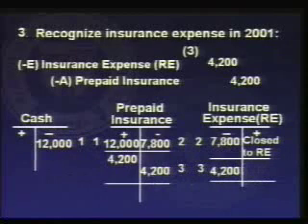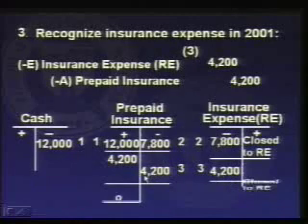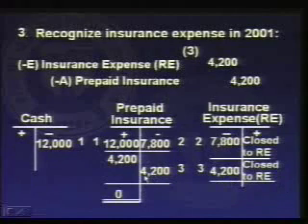This year's entry is, again, we can show it up here, entry number 3, debit the expense account for $4,200, insurance expense, credit prepaid insurance, $4,200, giving us our ending balance at the end of the year of 0. Questions?